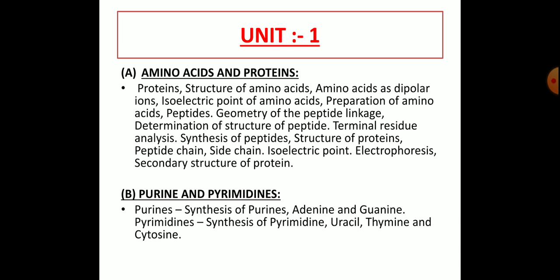Now part B is purines and pyrimidines. Purines and pyrimidines contain purines, synthesis of purines, adenine and guanine, and pyrimidines contain synthesis of pyrimidine, uracil, thymine and cytosine.